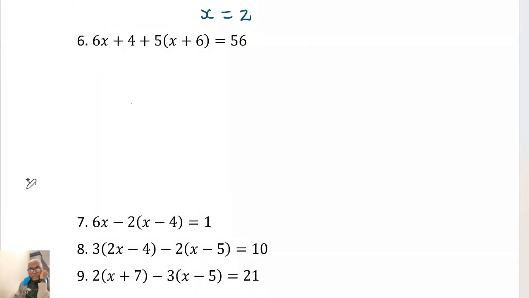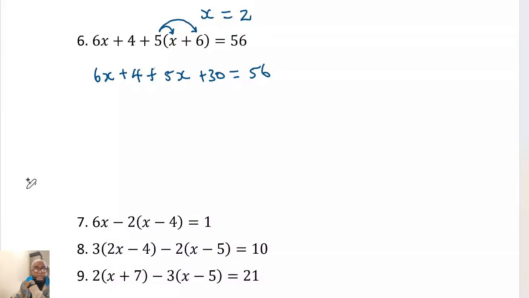Right. So we want to solve this, meaning we want to find the value of x. We must get rid of our brackets first. 5 by x and 5 by 6. So this will be 6x plus 4 plus 5 by x will be, and 5 by 6 will be, equals to 56. You figure it out, Manny? What do we end up getting for x?